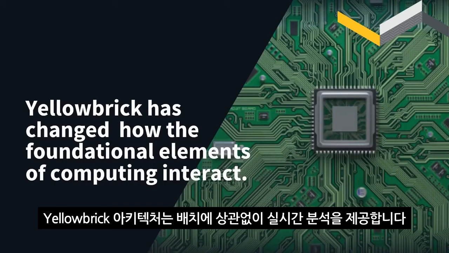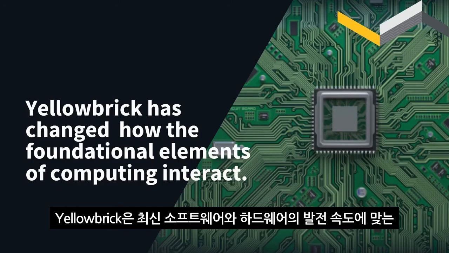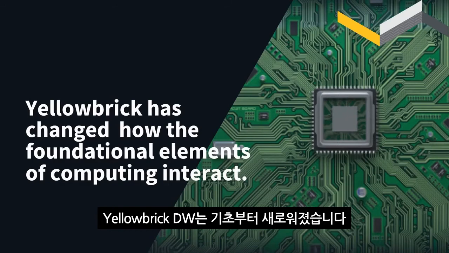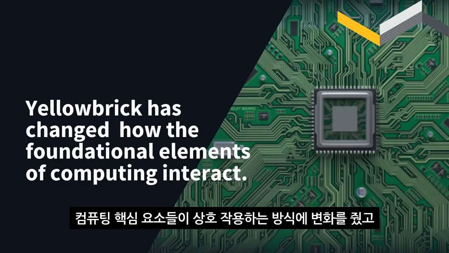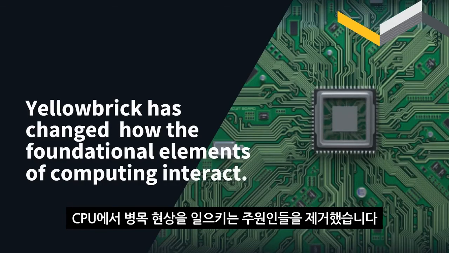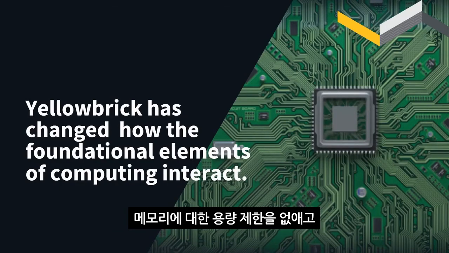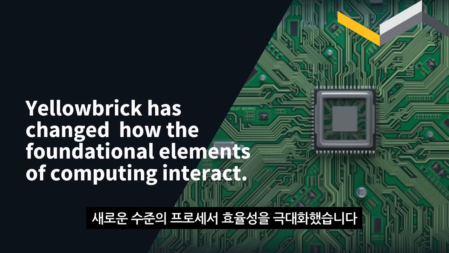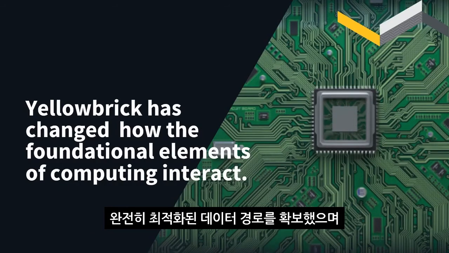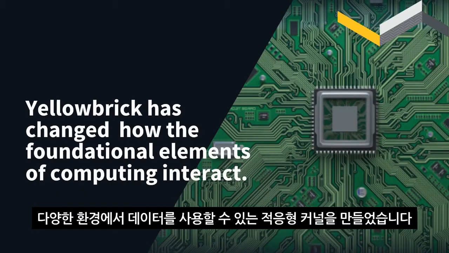Yellowbrick's core architecture enables us to provide real-time analytics regardless of deployment model. We've created a new data warehouse designed for the latest software and hardware advancements. Our data warehouse is new down to its core foundation. We've shifted the way that core elements of computing interact. We've removed the largest bottlenecks from the CPU. We've removed capacity limitations for memory, and we've introduced a new level of processor efficiency. We have a completely new optimized data path, which I'll get into in the next few slides. And we've also created an adaptive kernel that adapts to its environment and utilizes different optimizations based on what's available.